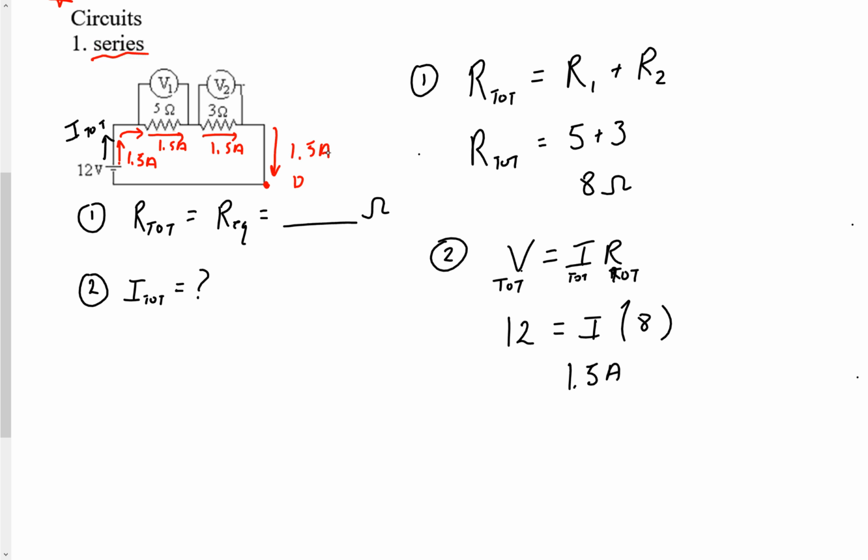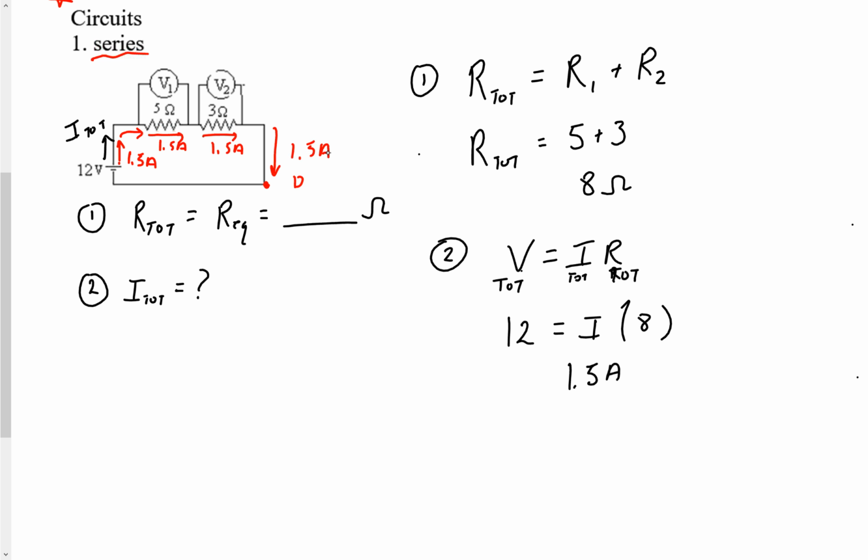Because remember, we talked about that these voltmeters have a huge resistance. It's massive. I'm just going to write a little infinity symbol there. They have a huge resistance, so there is no current going through this voltmeter that's being mentioned. So now the question would be this: can you find the voltage across resistor 1?